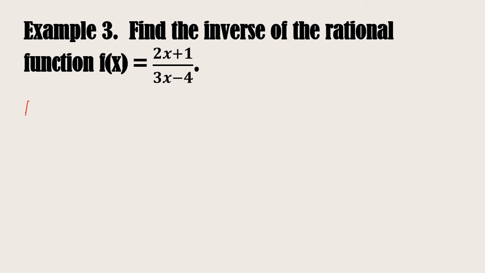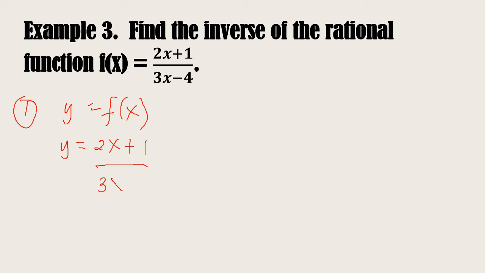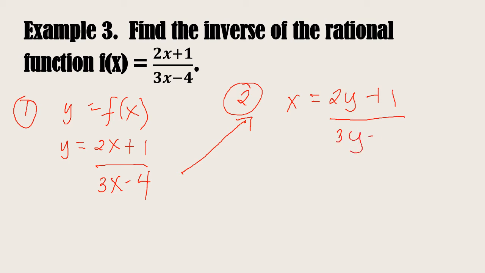So, first step natin dito, we're going to change our function in the form of y is equal to f of x. So, papalitan natin ang f of x natin ng y is equal to 2x plus 1 all over 3x minus 4. So, yan ang ating first step. Second step, we are going to interchange or papalitan natin ang x at yung y. So, yung y magiging x at yung x magiging y. So, this will become x is equal to 2y plus 1 all over 3y minus 4. So, yan po ang second step.